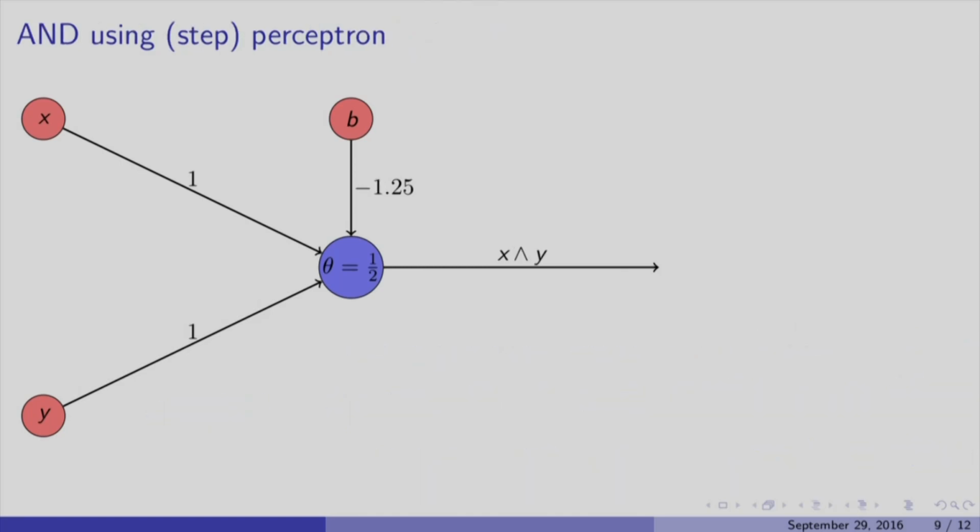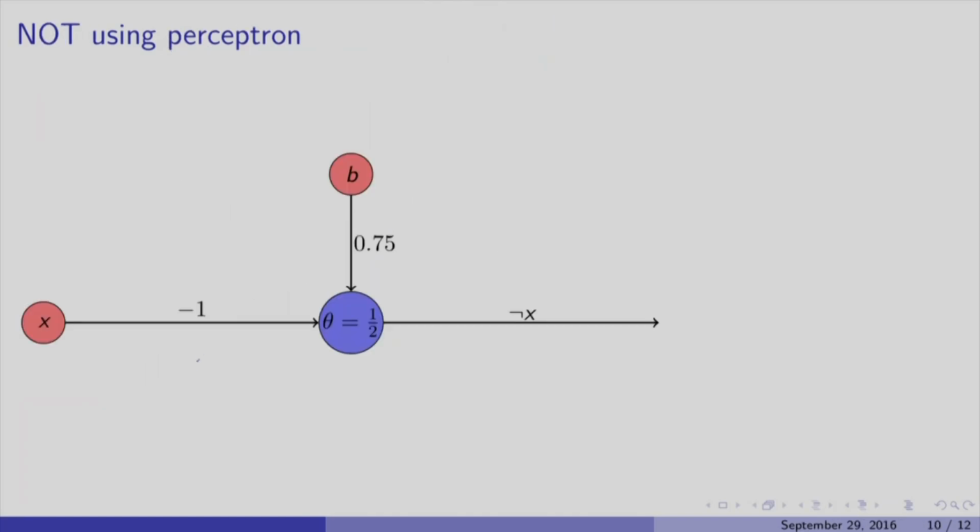One can similarly convince oneself that x AND y is modeled by a similar perceptron but with modified bias term b. It is minus 1.25, the threshold has been made more negative. One can also do NOT using a perceptron. Here you have x multiplied by a negative weight, minus 1.